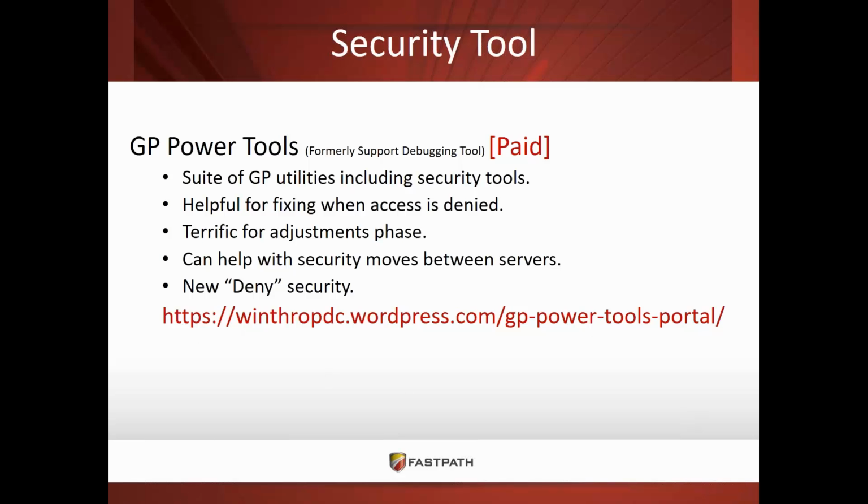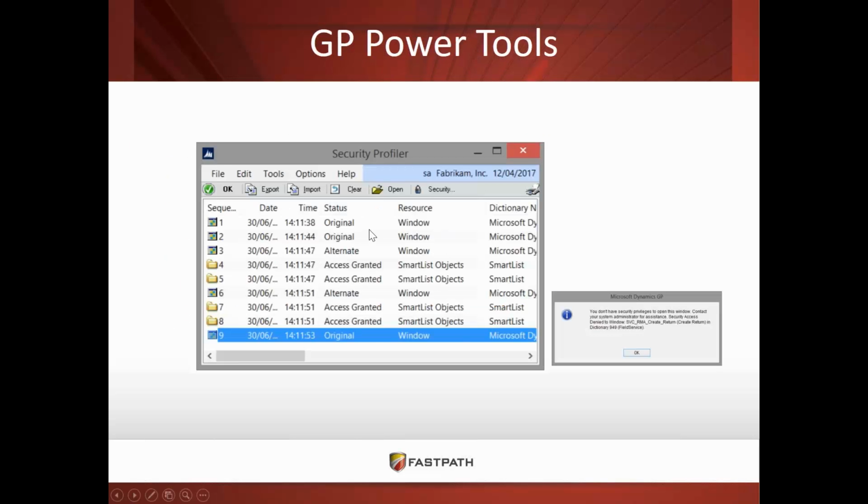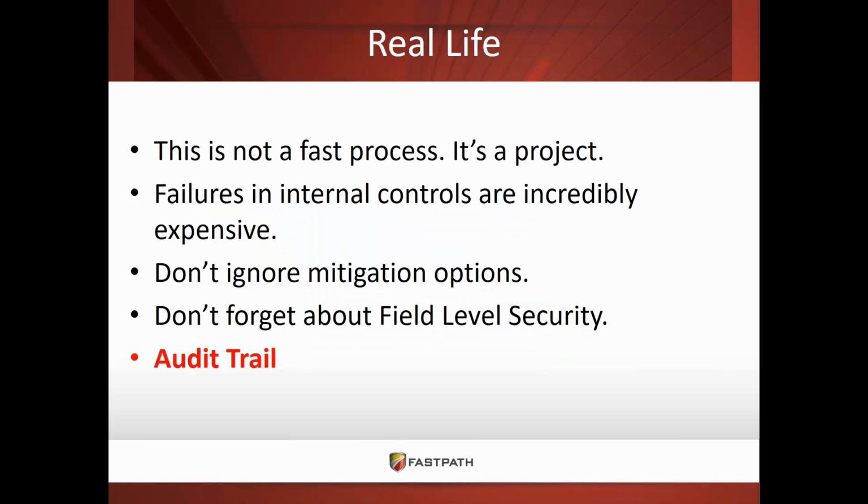The next slide just shows some of the things that you can do. So for example, this is showing where things have been denied, which window you haven't given access to, et cetera, so that you know which window to give access to as you're doing your testing. And in real life, this isn't a fast process.